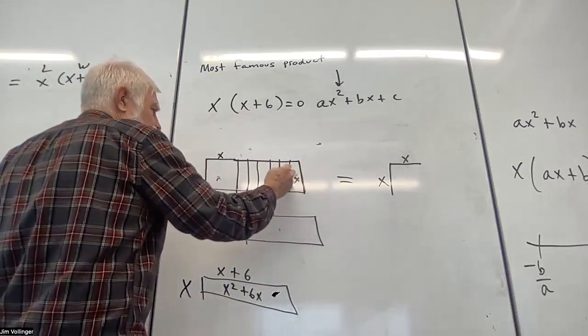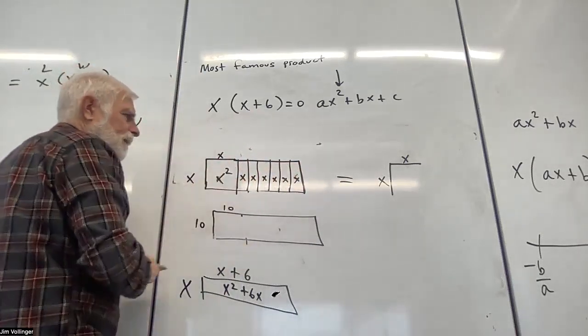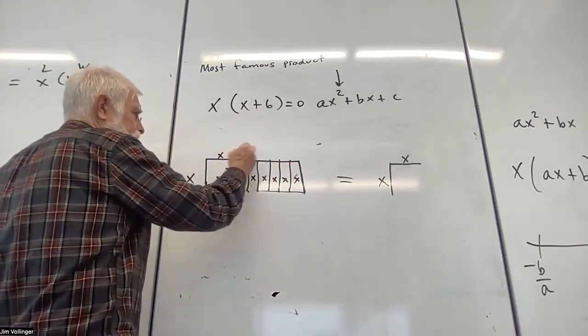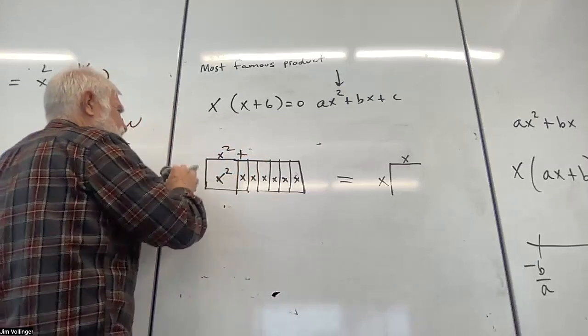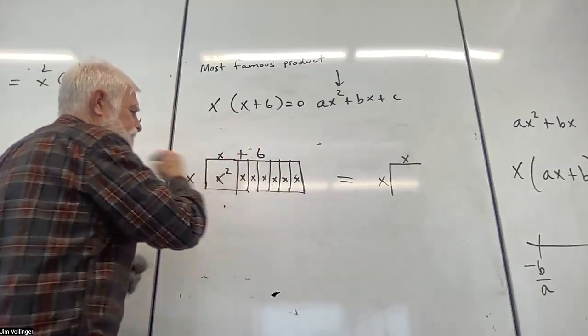Okay, each of these is an x, an x, an x, an x, an x, an x, and an x. Okay, so what am I going to do? Well, this is 6x here. This is x squared. Oh, no, excuse me. This is just plus 6.